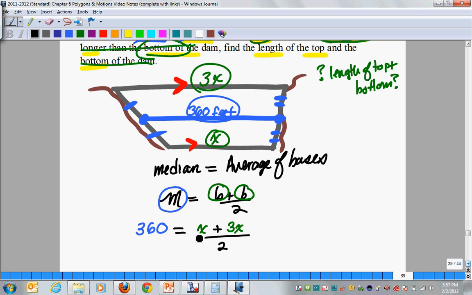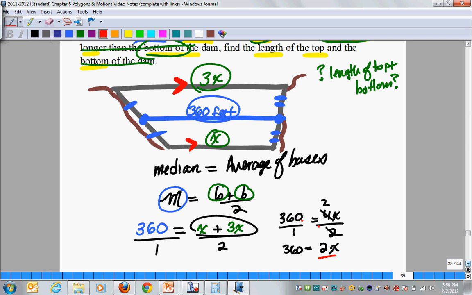Now we're going to go ahead and just collect like terms here before we cross multiply. It makes it a little bit easier, and of course we're going to get 360 over 1 equals 4x over 2. Actually, we don't need to cross multiply because the 2 goes in the 4. So we have 360, and then 2 goes into 4 twice, so we equal 2x. All we need to do here is divide by 2, and we find that our x equals 180.